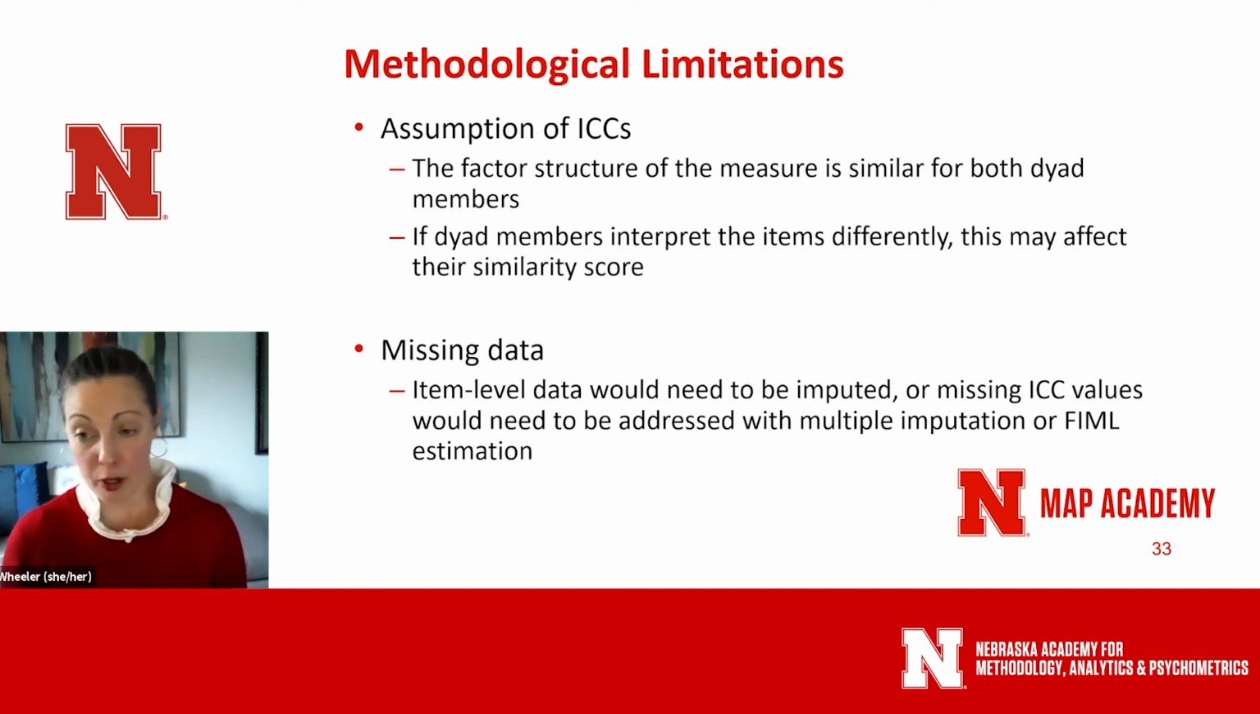Also in this type of approach, as with other composite variables, you can't compute this when there's missing data. Of course, you can take appropriate approaches to adjusting for the missing data, so using item level data that you've imputed through multiple imputation, or using full information maximum likelihood. You can use those approaches, but these are just things you have to think about if you're using the similarity index of the ICC.